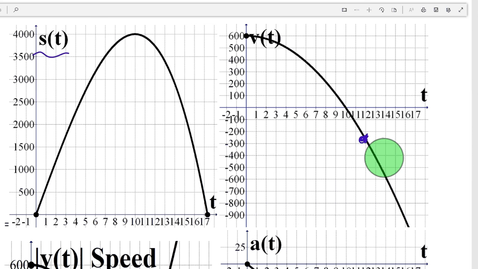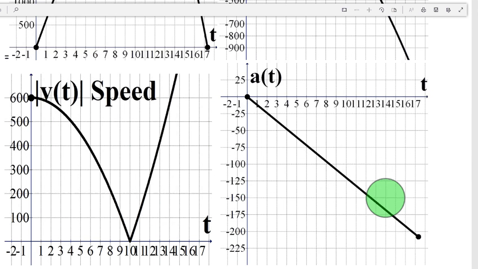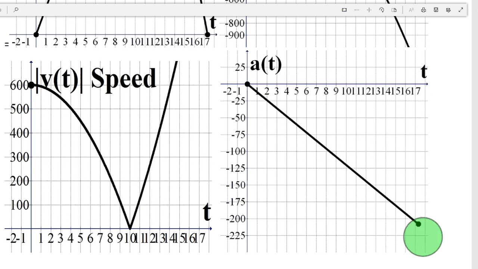Because the tangent line's slope is always decreasing, that means the velocity is basically always decreasing, right? And if the velocity is always decreasing, then acceleration is always going to be negative, okay? So let's take a look at the acceleration graph. We can actually see it's a straight line, and it starts at 0 but always goes down.